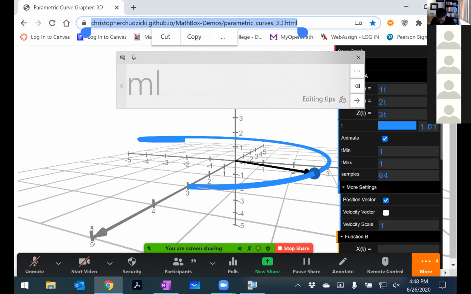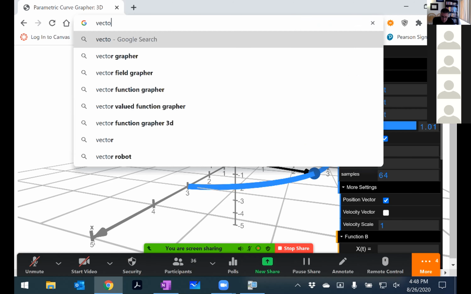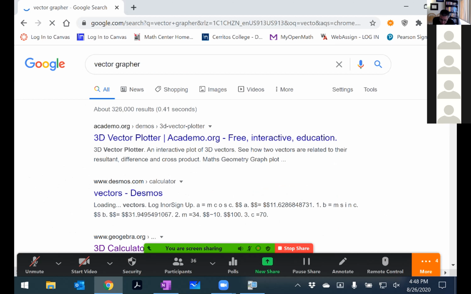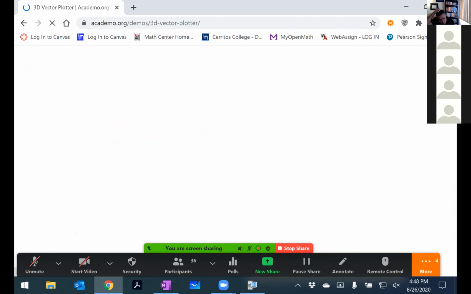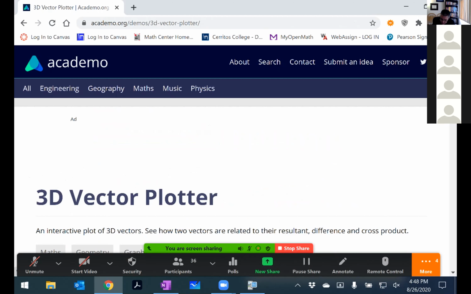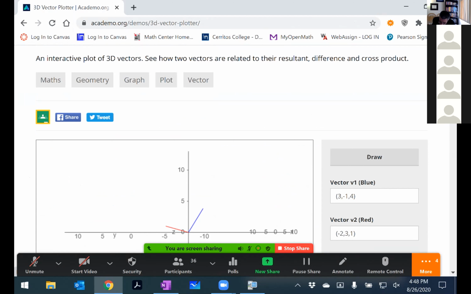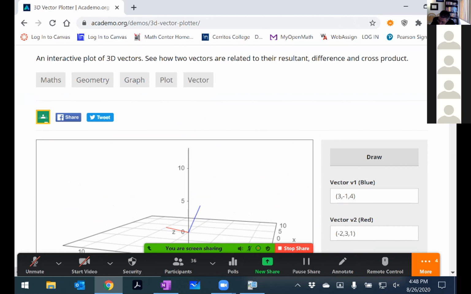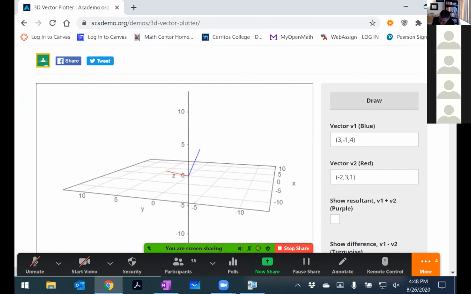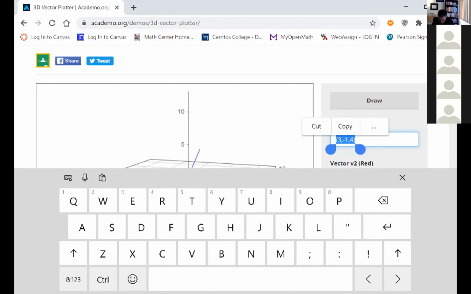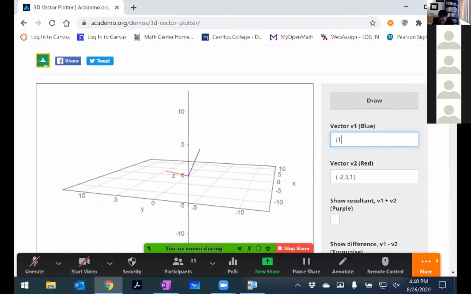Okay. Let's go to a vector grapher. 3D vector plotter. It's in Desmos. That's nice. Ah, here's the vectors. Nice. That's cool. That's what I wanted. So vector V. Is this going to allow me to edit? Yeah. Vector V, I just want 1, 2, 3 for my vectors.